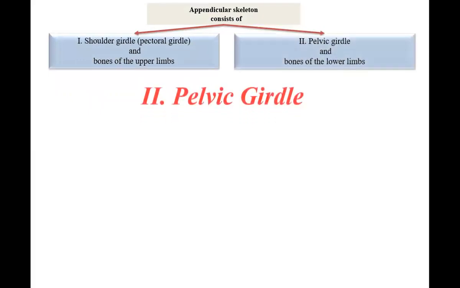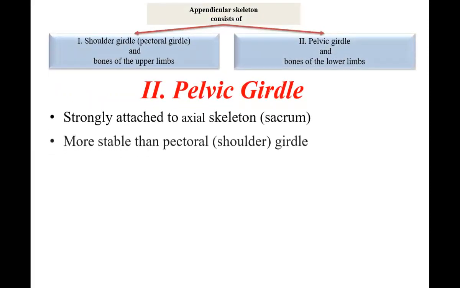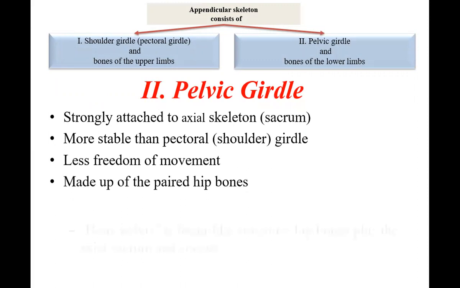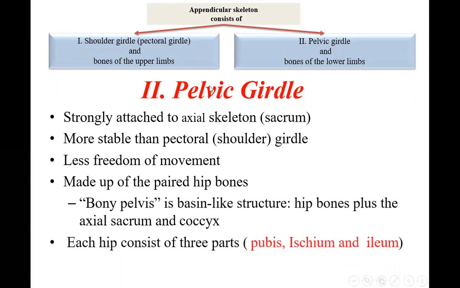Now coming to the shoulder girdle, we have studied the shoulder girdle. Now we are going to the pelvic girdle. Now we are going to the lower limb. So it contains the pelvic girdle, strongly attached to the axial skeleton, that is the sacrum, more stable than the pectoral girdle. This is a stronger and more stable girdle compared to the shoulder girdle.